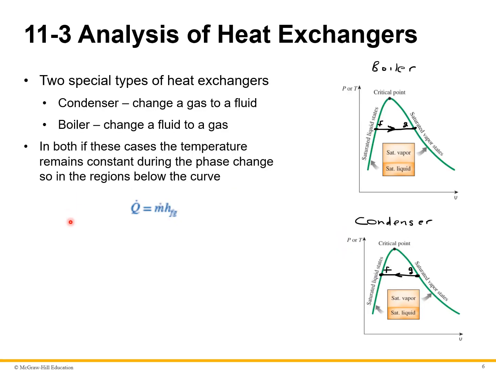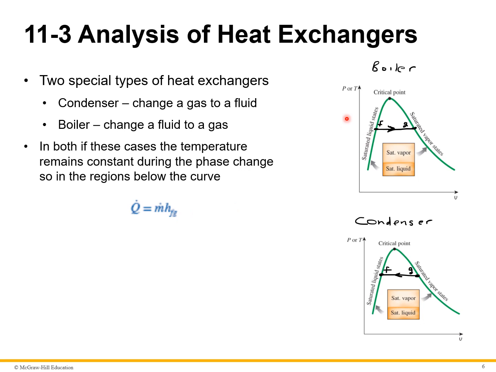There are two special types of heat exchangers I want to talk about now: a condenser and a boiler. A condenser changes a gas to a liquid, and a boiler changes a liquid to a gas. In both of these cases, the temperature remains constant during the phase change. So in the regions below the saturation dome, the heat flow rate is just the mass flow rate times h_fg, which we can get from the property tables.